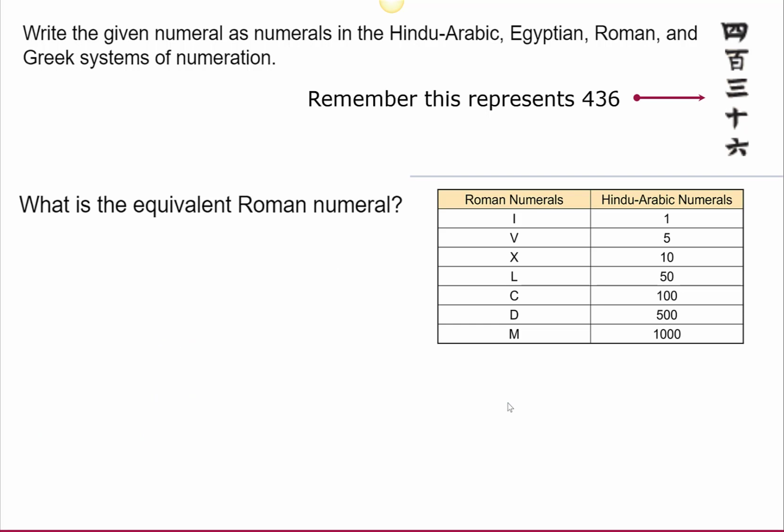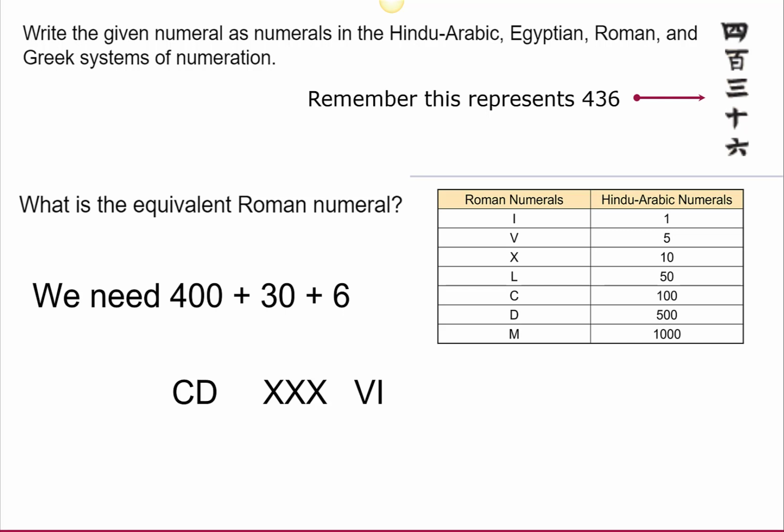Now we want to take it to Roman numeral. So we have 436. So how are we going to write 400? Remember, we did that one before. That was CD. 30 is going to be XXX. And then 6 is going to be VI.